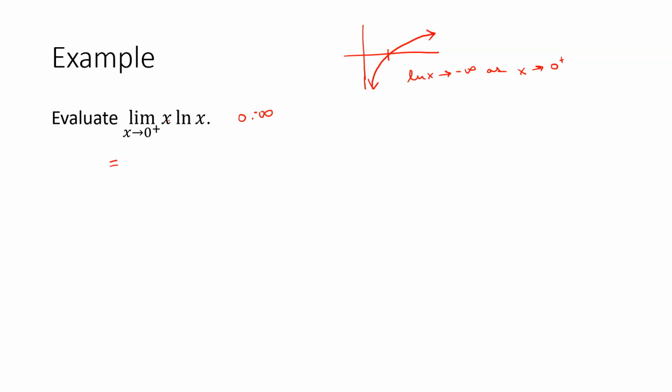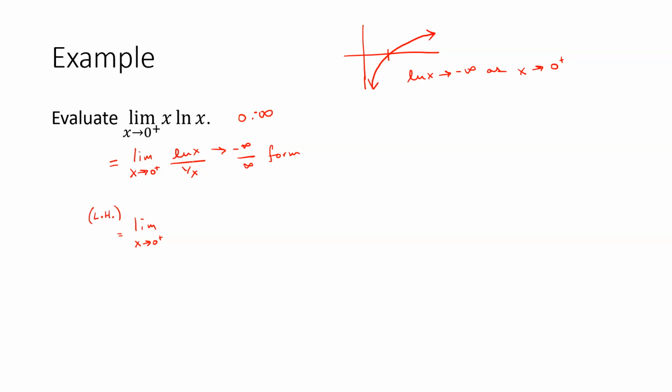So what I can easily do is just move this x to the denominator by flipping it over. So I've got ln x on the top and then 1 over x on the bottom. Now we see that it's still going to negative infinity in the top, and then 1 over x as x approaches 0 from the right will go to positive infinity. So now it's in that infinity over infinity form. So now it's in a form where we can use L'Hopital's rule. So let's apply it to this form here and see what we get.